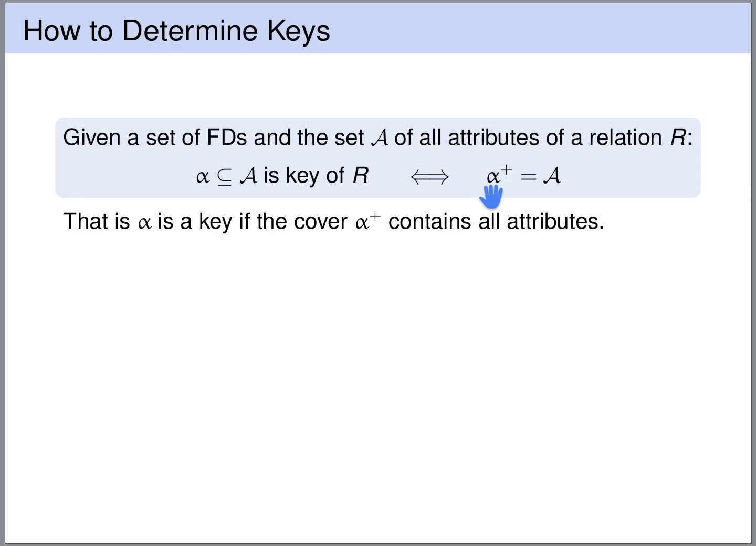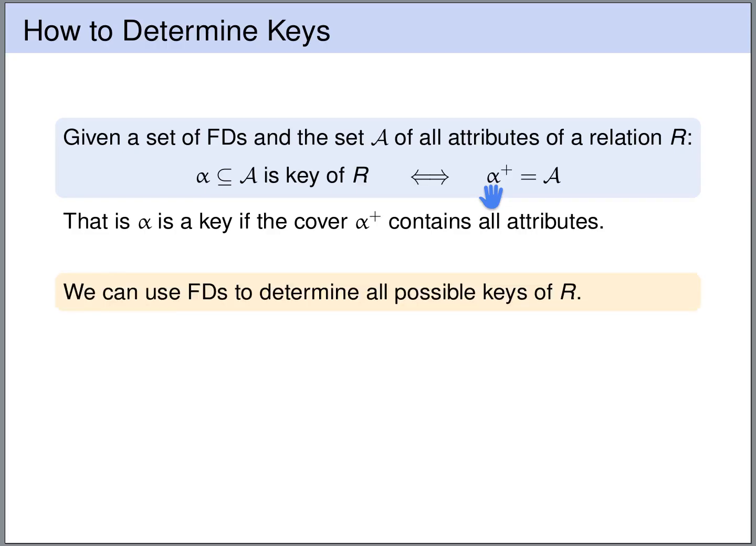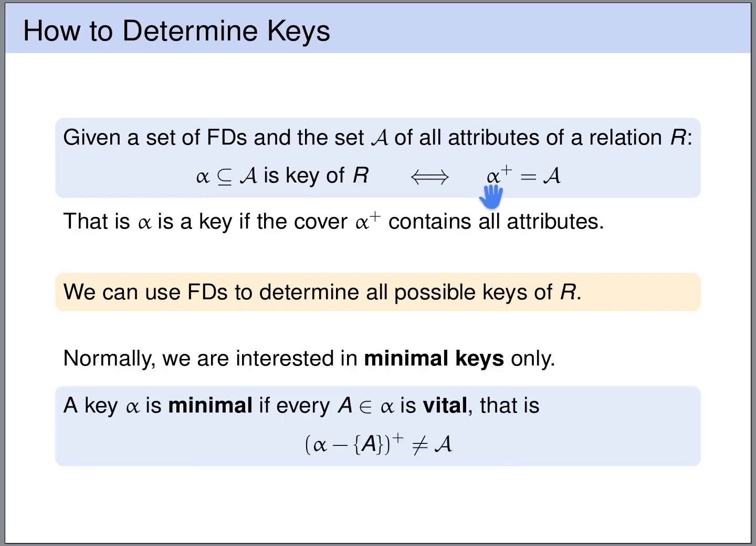So this means that given a set of functional dependencies, we can use the functional dependencies to determine all the keys. Usually we are only interested in minimal keys. We only want to have those keys where every attribute is vital. So if we remove an attribute from the key and then compute the cover, we no longer get the set of all the attributes.